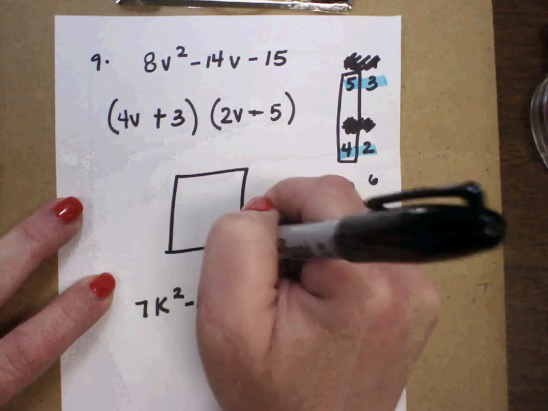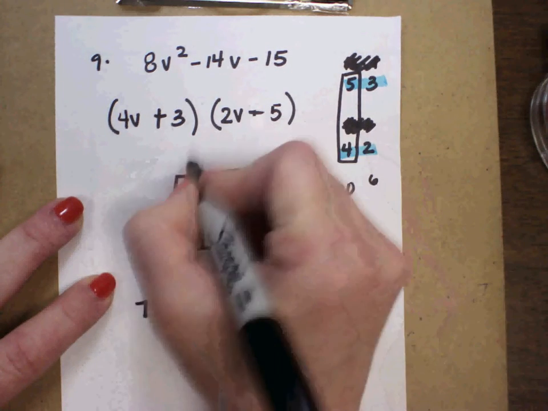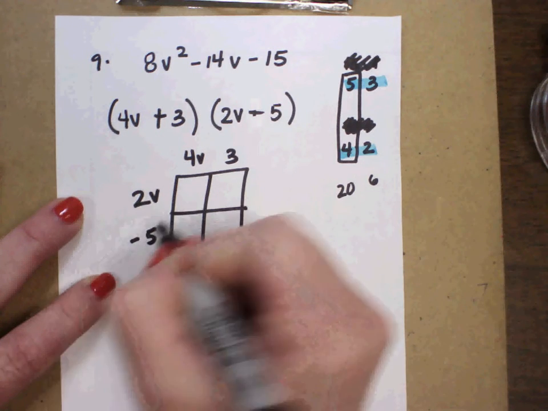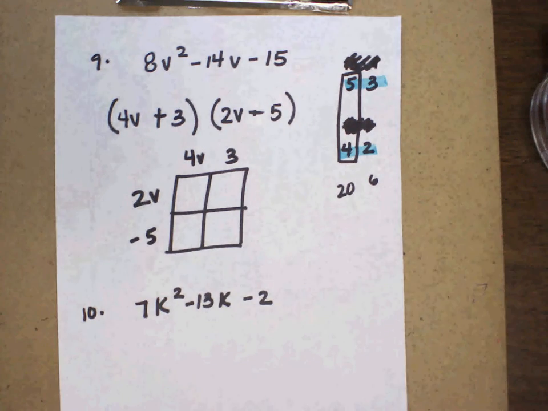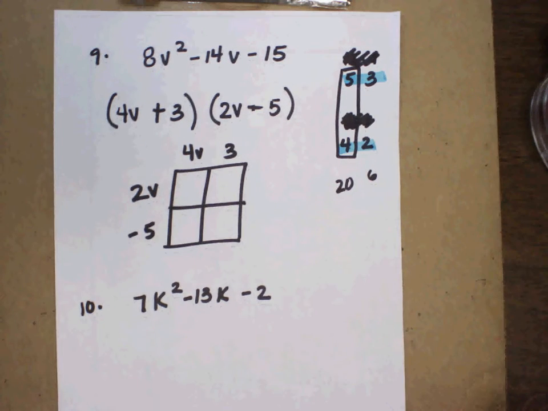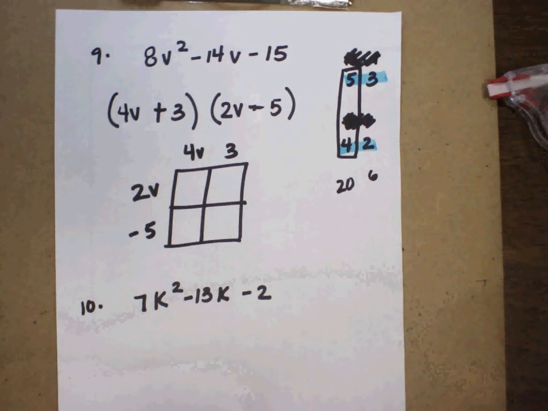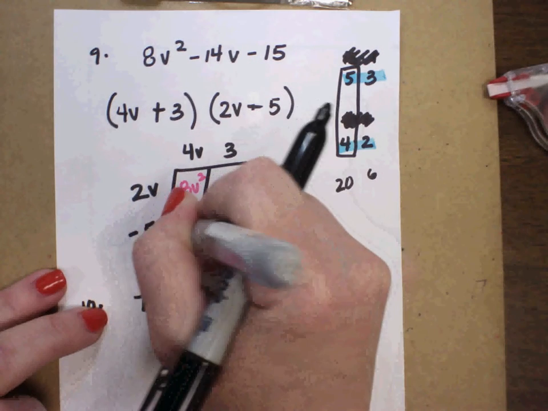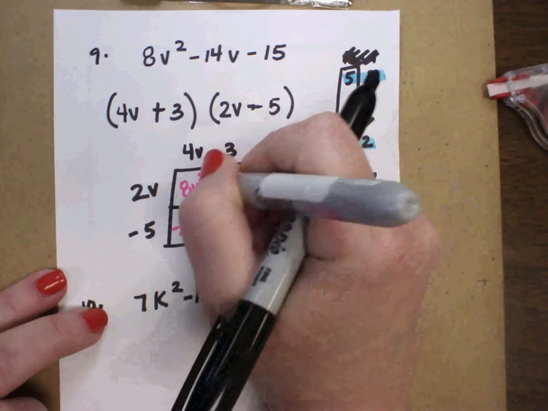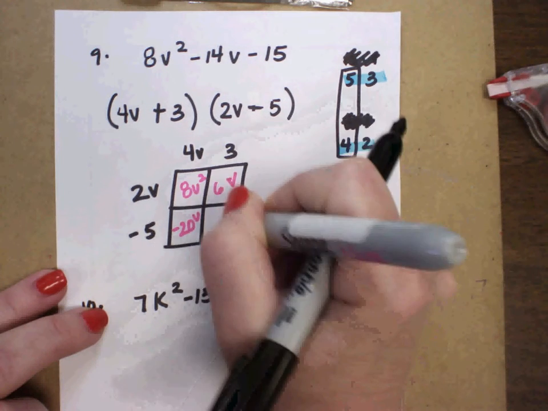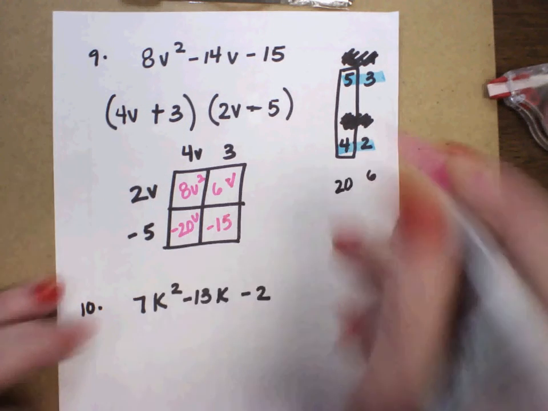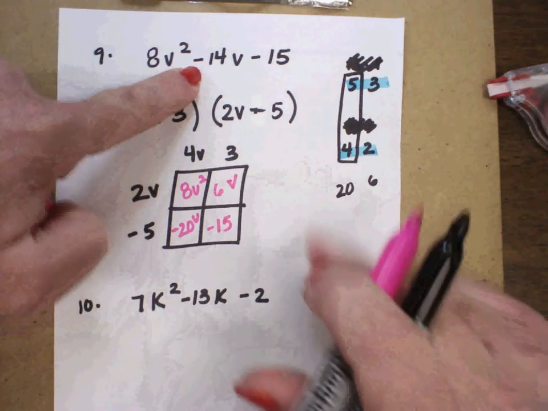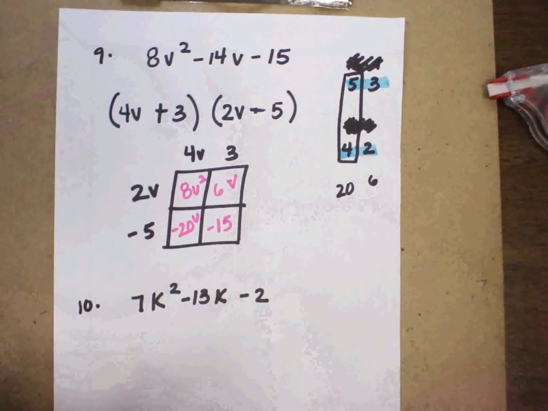You know how to do boxes. You guys are really good at doing boxes. And it only takes 30 seconds to figure this one out. Maybe a hot minute. That's it. Right? All right. So this would be 8v squared minus 20v, 6v, and minus 15. There's your minus 15. There's your 8v squared. And when you subtract that, there's your negative 14v. So are we good? Yes.